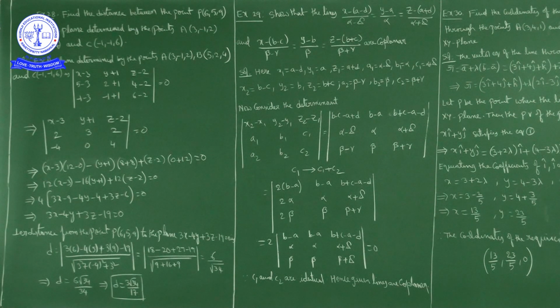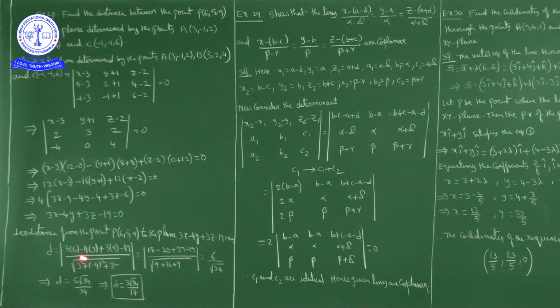Using that, the perpendicular distance from the point P(6, 5, 9) to the plane 3x minus 4y plus 3z minus 19 equal to 0 is d equal to, in place of x, y, z substitute 6, 5, 9, so 3 into 6 minus 4 into 5 plus 3 into 9 minus 19 upon square root of a square plus b square plus c square. So what is a here? 3. What is b here? Minus 4. What is c here? 3. So square root of 3 square plus minus 4 square plus 3 square.